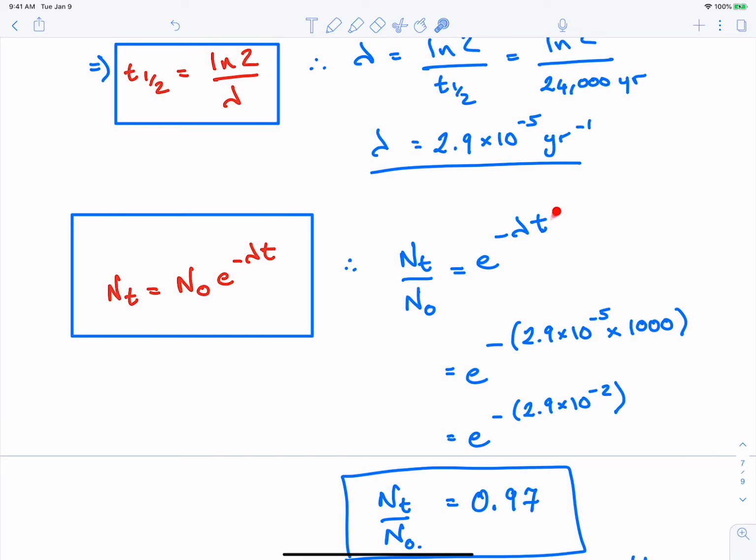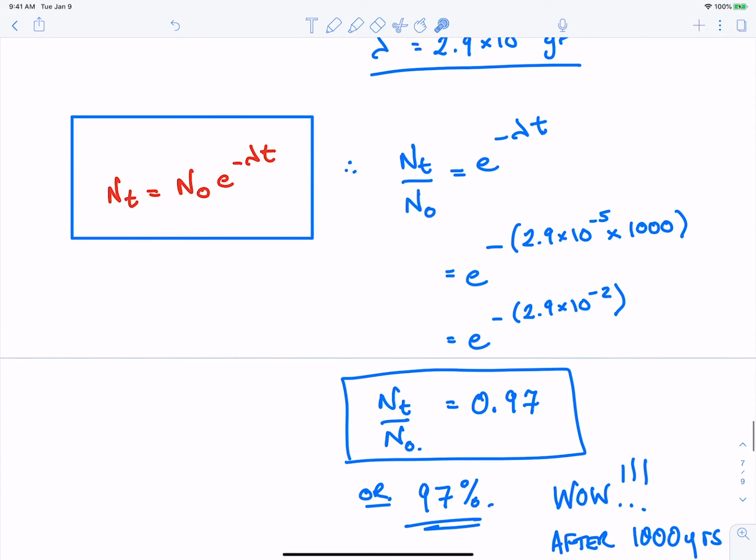And so we can rearrange this expression, divide both sides by N0, and we end up with this expression. We know the value of t, which is 1,000 years. We know the value of lambda because we just calculated it. We put these numbers in the expression and multiply it through. We end up with a value of N_t over N0 of 0.97. And what this says as a percentage, because we would multiply this number by 100 to get percentages, is that 97% of this material is left after 1,000 years.